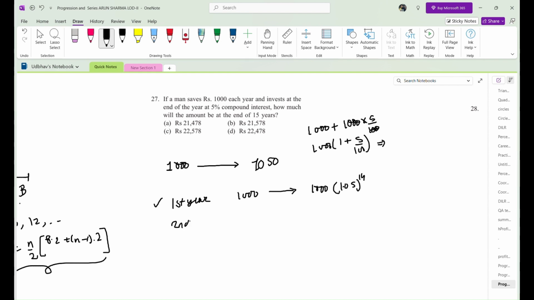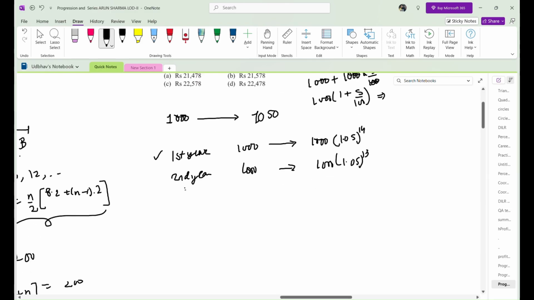Now we are at the second year. We again saved 1000 rupees. And how many years will we be waiting now? We'll be waiting for 13 years. Then the amount will be 1000 into 1.05 to the power 13.